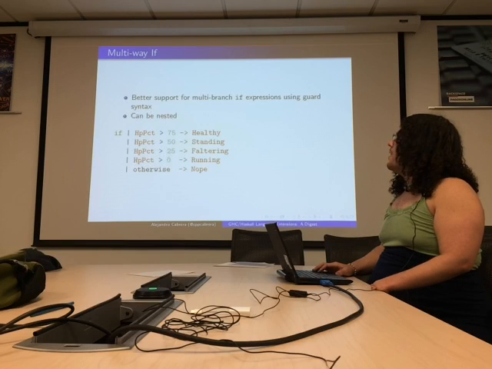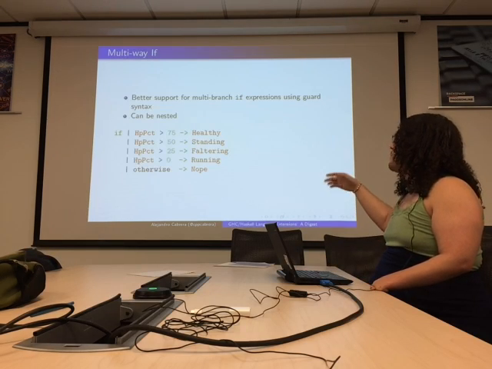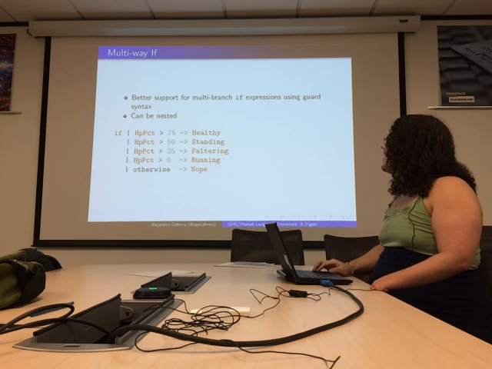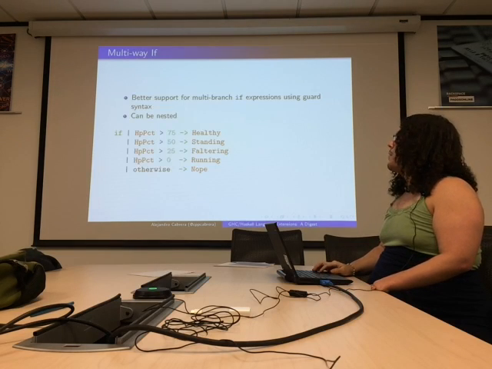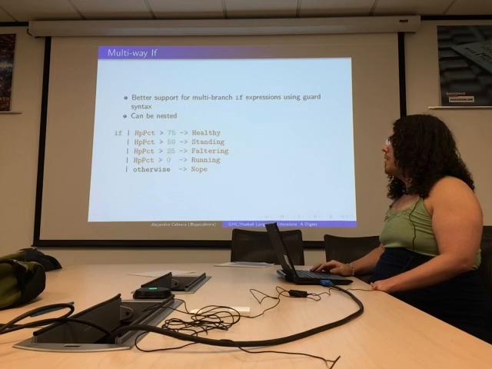Multi-way if. Instead of doing if then else, if that's something that you're using in your Haskell programs, you can just combine the if syntax with the guard syntax, and you end up with something like this. So like if HP percentage is greater than 75, healthy, standing, faltering, running, and then otherwise. So that might be an early approach to lifting game state values into your algebras.